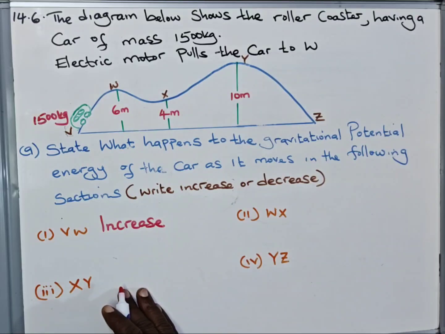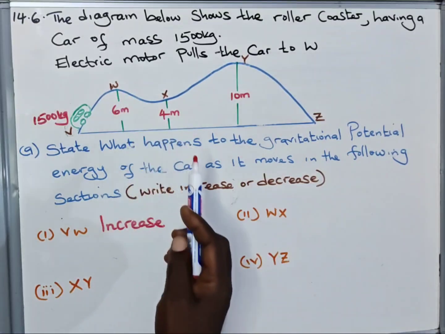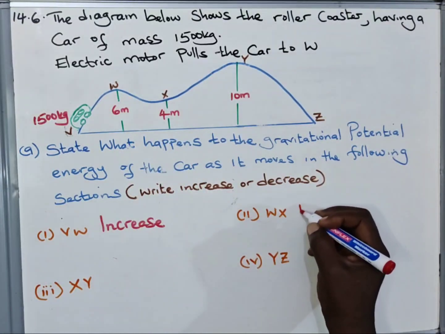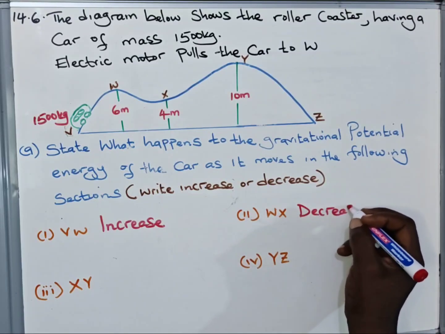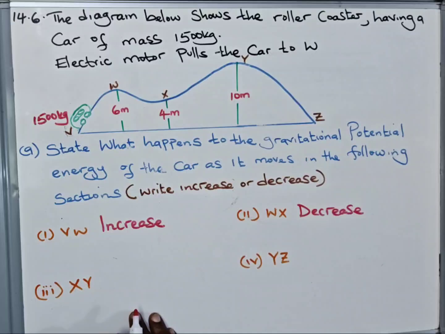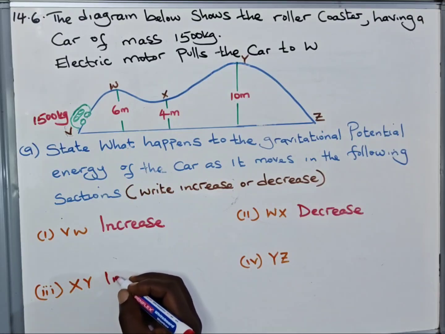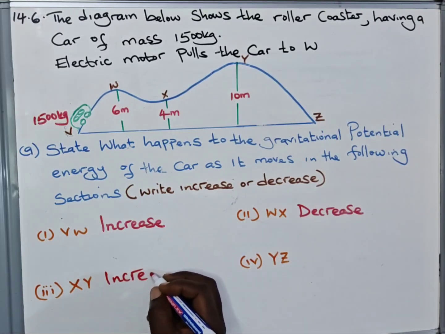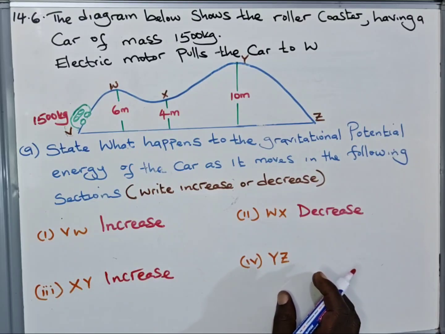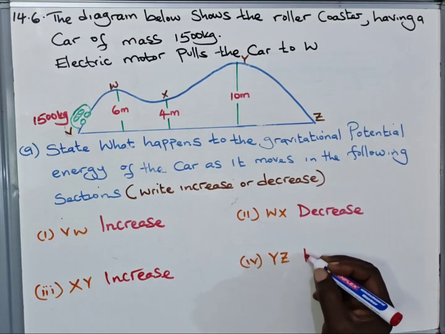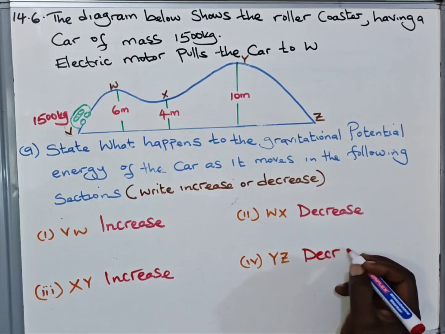Okay. Then we come here, W to X. W to X, decrease. Then we come to XY. XY, increase. Then we come to YZ. YZ, decrease.